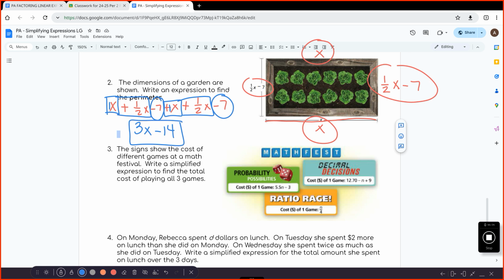All right, example 3. The signs show the cost of different games at a math festival. Write a simplified expression to find the total cost of playing all 3 games. So total cost means that you have to add. So here we have 5.5n minus 3. And we're adding that to 12.70 minus n plus 9.